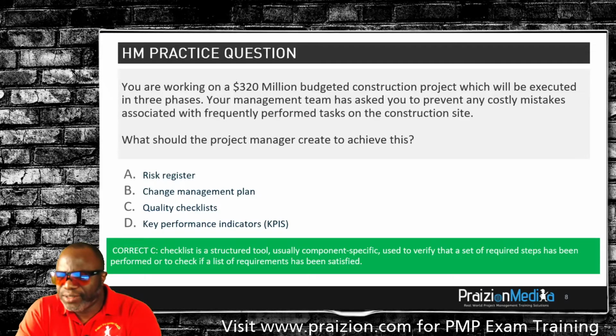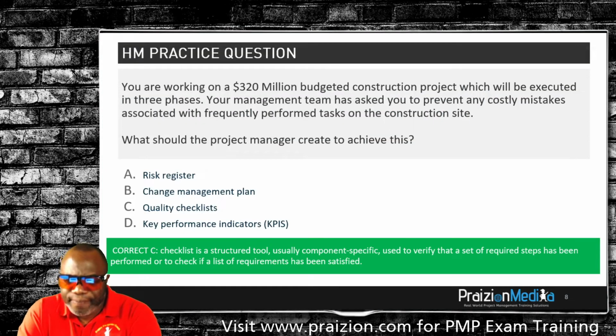It says, a checklist is a structured tool, usually component-specific, used to verify that a set of steps has been performed or to check if a list of requirements has been satisfied. Okay, so this is the overall idea, my friends. You got to always ask yourself, what are they looking for? What makes the most sense? What makes the least sense?